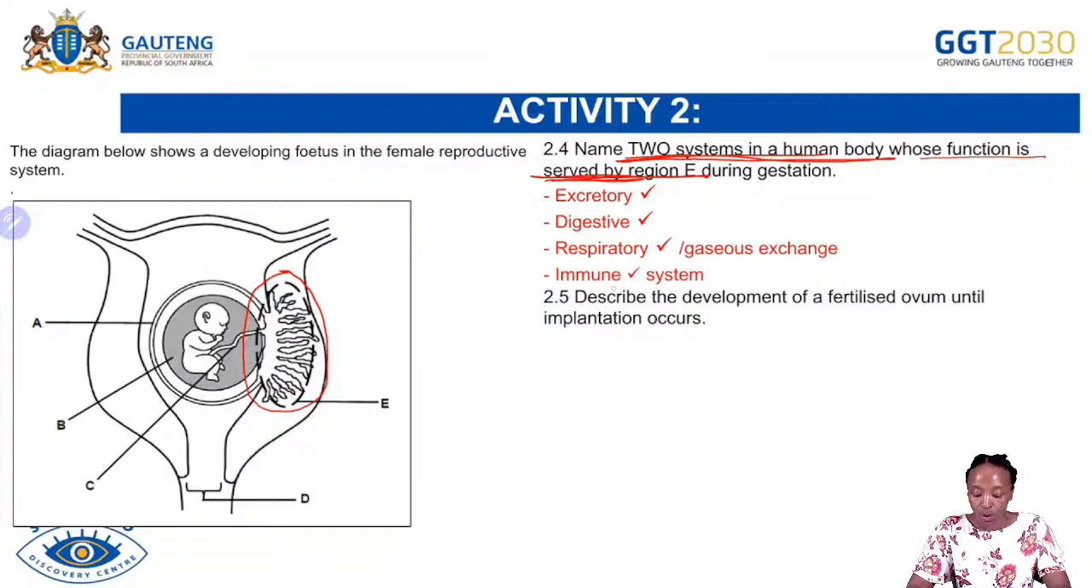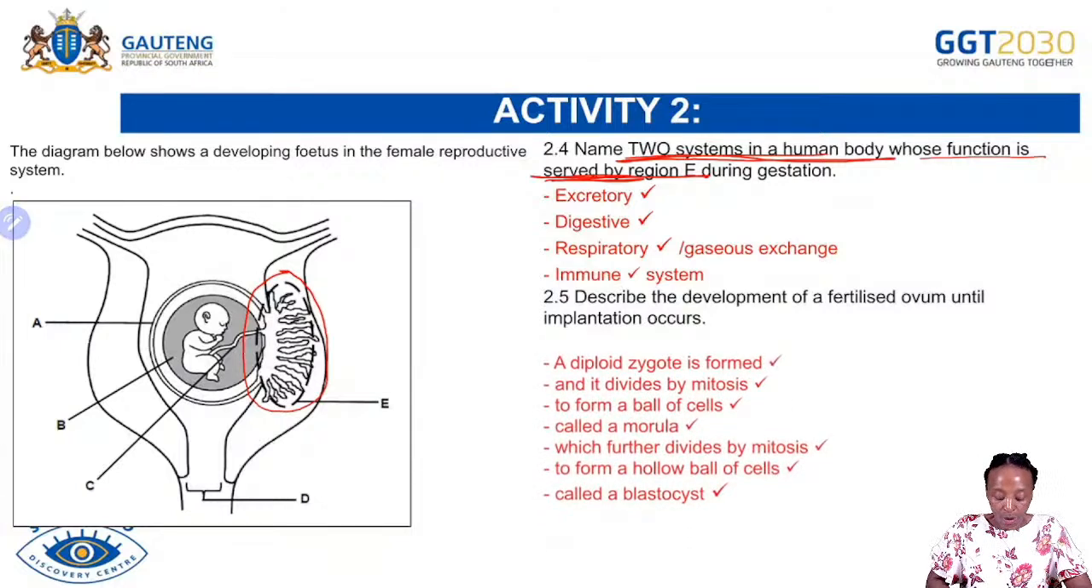Then the last question says, describe the development of a fertilized ovum until implantation occurs. So here it's this, you describe. You are not explaining, we are not looking for the cause, we are not looking for the effect, but we just need to know what happens after an ovum has been fertilized, the development. So we want the process, the steps, the sequence of events as they play out during the development of a fertilized ovum. So what are we looking at here?